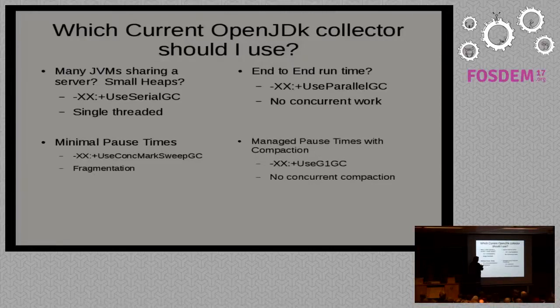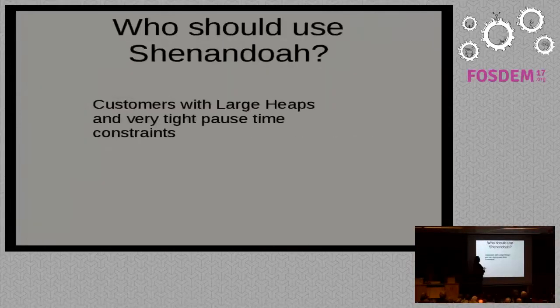But for some folks, these aren't enough. Right? They have a heap that's too large and pause time constraints that are too small. And those are the folks that we aimed Shenandoah at. People that want to run 100 gigabyte heaps or 200 gigabyte heaps, but they still have to respond to things in 10 milliseconds. So if they know a request gets stalled because of a GC for a minute, then they've violated all kinds of quality of service guarantees.